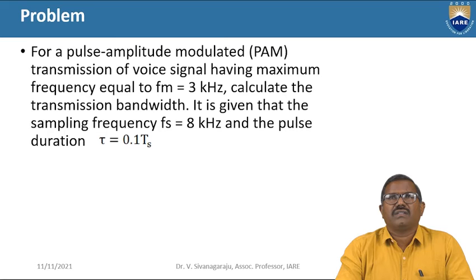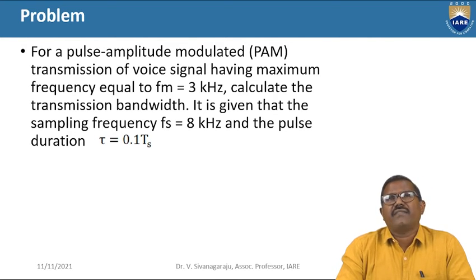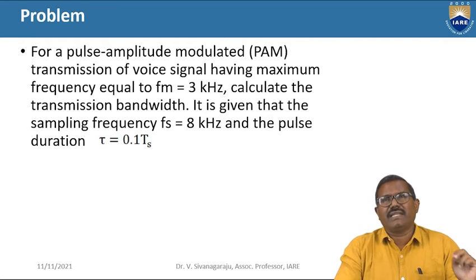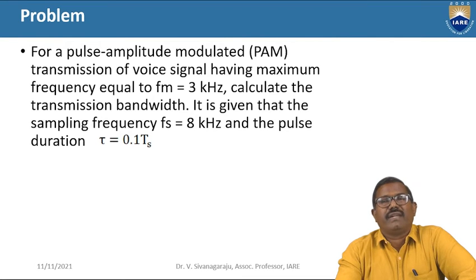And again, you can see one problem regarding pulse amplitude modulation. For a pulse amplitude modulated transmission of a voice signal having maximum frequency fm equal to 3 kHz, calculate the transmission bandwidth. It is given that the sampling frequency fs is equal to 8 kHz, and the pulse duration tau is equal to 0.1 Ts. So here we are going to calculate the transmission bandwidth.